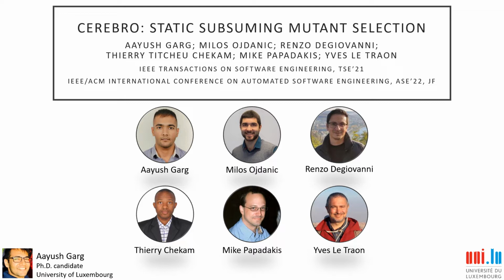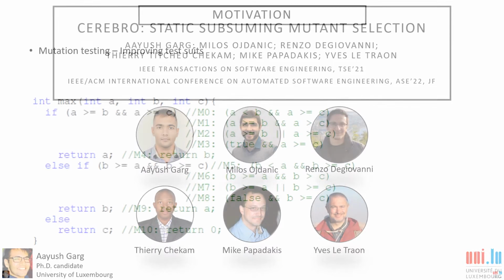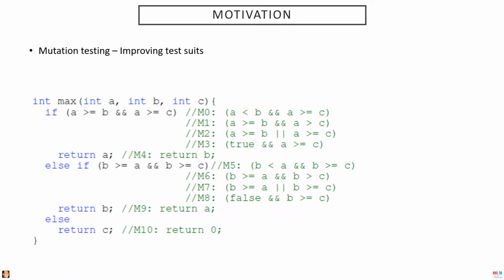Now, you may wonder why we need to select or filter mutants during mutation testing or in general. So, mutation is a test adequacy criterion in which test requirements are represented by mutants, or we also call them artificial bugs. Mutants can be obtained by performing slight syntactic modifications to the original program.